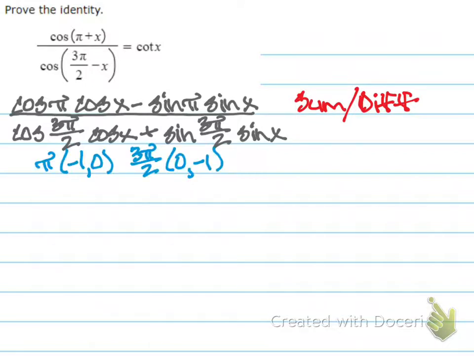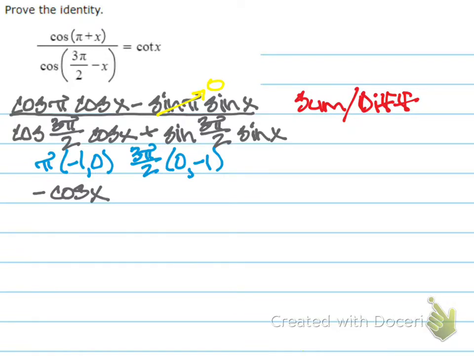So we have a pi and a 3 pi over 2. My ordered pair for pi is (-1, 0), and my ordered pair for 3 pi over 2 is (0, -1). So when I think about the cosine of pi, the cosine of pi is -1. So that term just becomes negative cosine x. Then I have minus the sine of pi. But the sine of pi is 0, right? So that whole term is going to zero out.